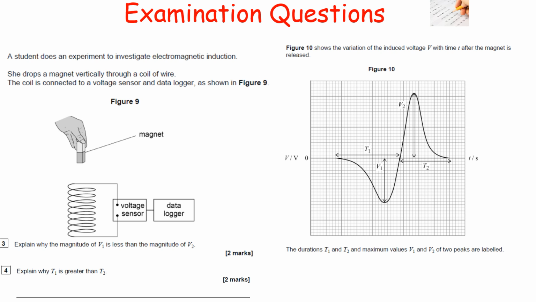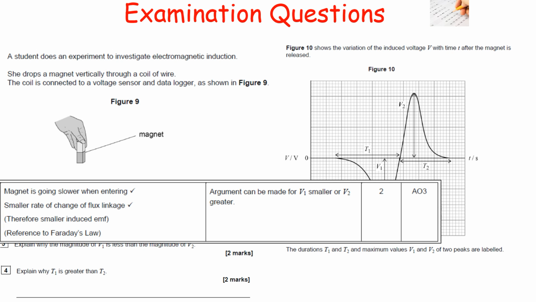Right, again, it's important. Why is V1 less than V2? Well, the magnet is going slower when it's entering because it's being dropped. As it's falling, it's accelerating due to gravity. So when it's going in, there's a smaller rate of change of flux linkage. With Faraday's law, the rate of change of flux linkage is directly proportional to the EMF induced. Because it's going slower, there's a smaller rate of change. Therefore, a smaller EMF is induced.